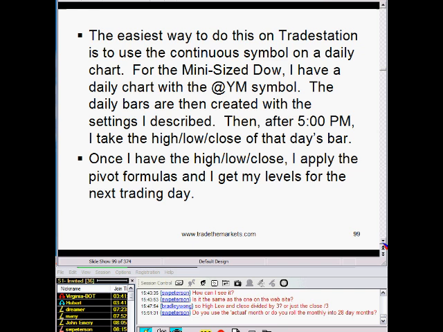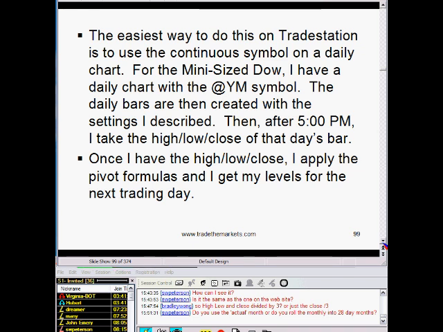If you guys have TradeStation, it's a real easy way to do this. If you just use the continuous symbol, which is @YM, that'll give you the high-low close that you need, or @ES or @NQ or @ER2 for the Russell. That'll give you all the high-low close numbers that you need. I also publish these every night in the newsletter, so you can compare your numbers against those to make sure that you're getting the right pivot levels.